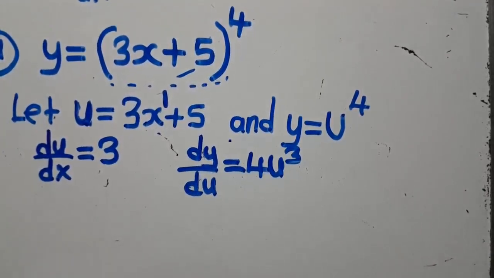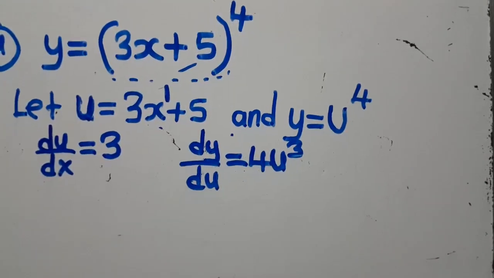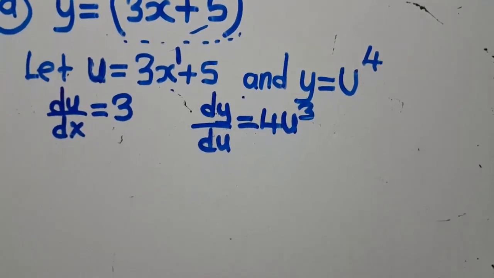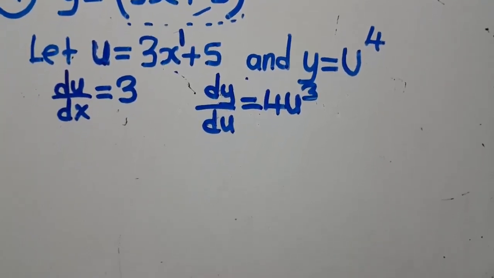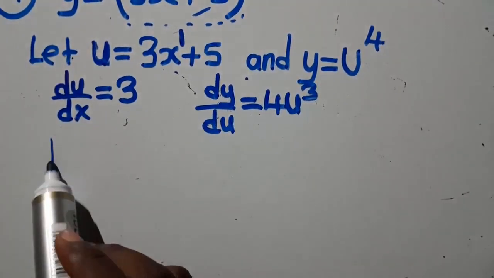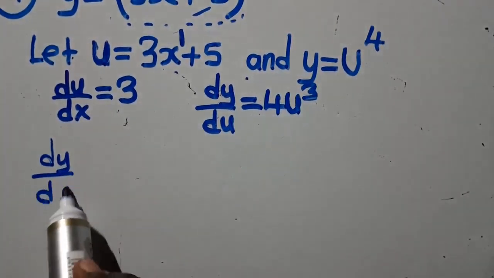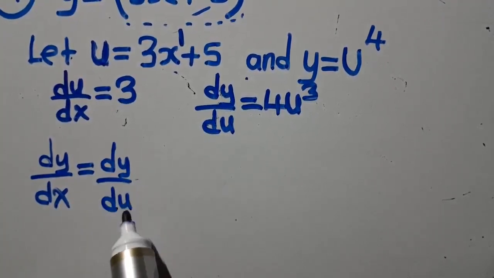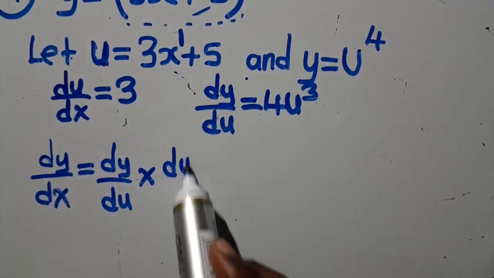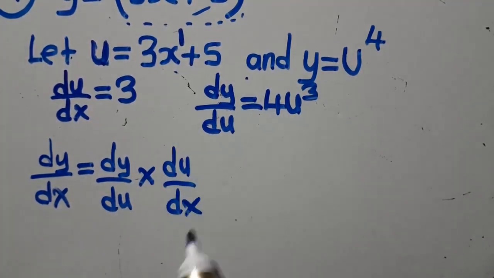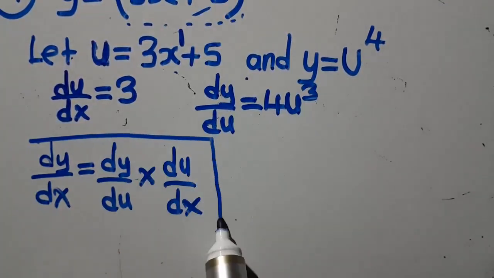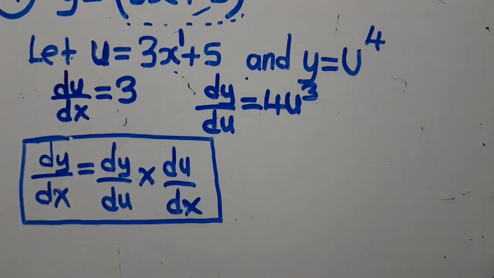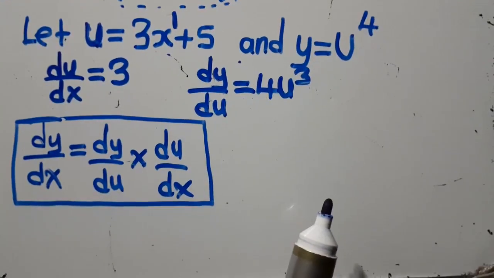After you do this, you write the formula. Which formula are we going to use to come up with the answers that we need? The formula is dy/dx is equal to dy/du times du/dx. This is the formula that you need to know and understand. This is the formula for the chain rule of differentiation. So what will be your final answer now?